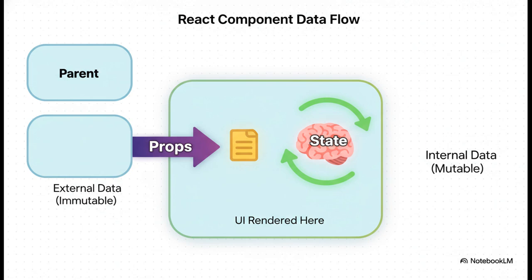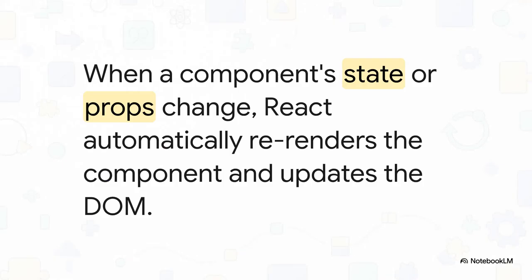That's where props and state come in. Here's an easy way to think about it. Props are like settings you pass into a component from its parent. They're read-only. State, on the other hand, is the component's own internal memory, data that it manages itself and that can change over time. Props make your components reusable. State makes them interactive.